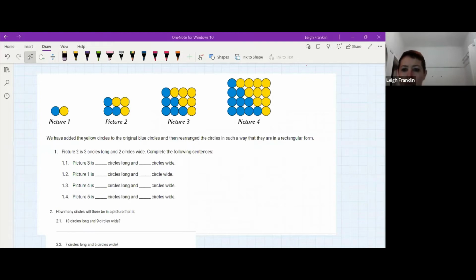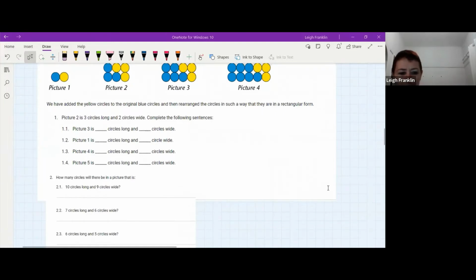Ma'am, can I please ask, for 1.2 is it picture 1? Just say that again. What are you asking me? For 1.2 is it picture 1? Yes, it says picture 1. Okay, thank you. No problem.